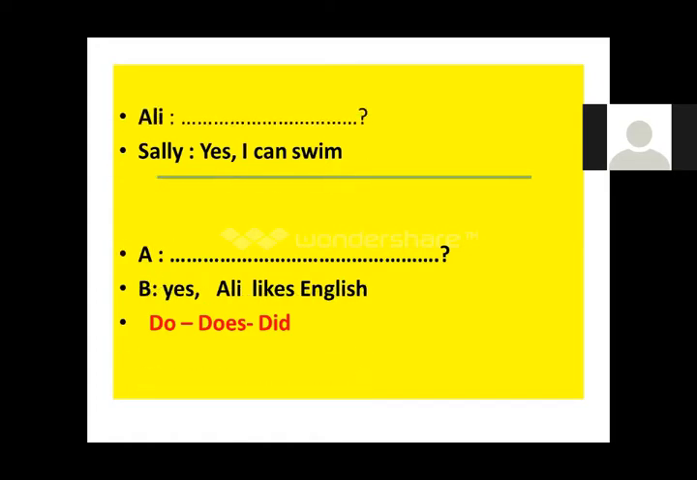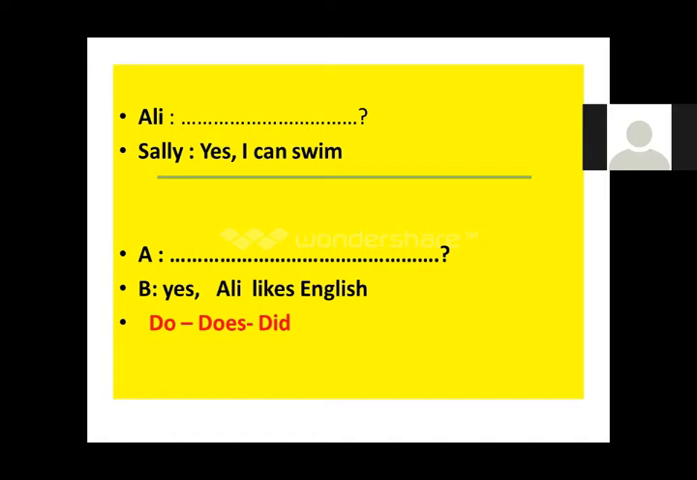Okay, so here is the dialogue between Ali and, for example, Sally. Number one, identify the speakers of the dialogue. Here are two persons, Ali and Sally. Ali asked a question and Sally answered. We need here a question for that. As we say, Sally: yes, I can swim. So this is a yes or no question.